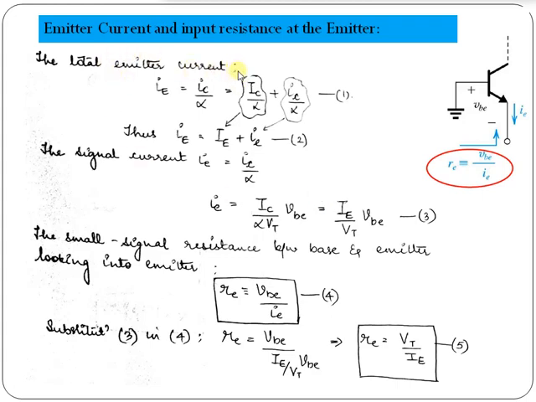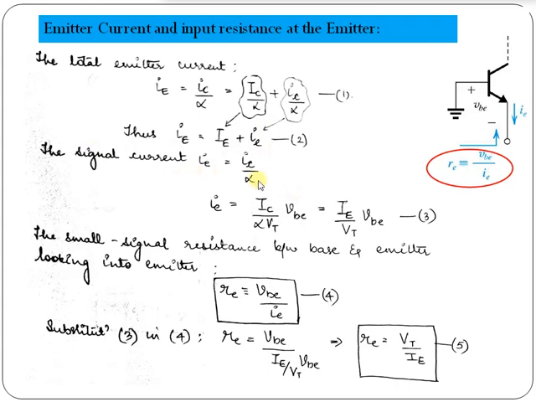So the total emitter current in terms of instantaneous value: we know that in terms of DC value, IE is equal to IC by alpha. In terms of instantaneous value, we have the DC component as well as the signal component, so separately we are going to compute. So we have iE equal to IE plus ie, where this basically gives you the average value, this gives you the DC value, and this gives you the instantaneous value of emitter current.